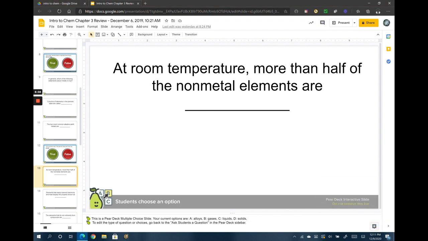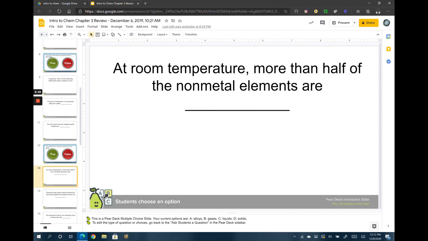At room temperature, more than half of the non-metal elements are... Choose an option. I need to give you your options and find where they are. Okay. Alloys, gases, liquids, solids. At room temperature, more than half of the non-metal elements are alloys, gases, liquids, or solids.